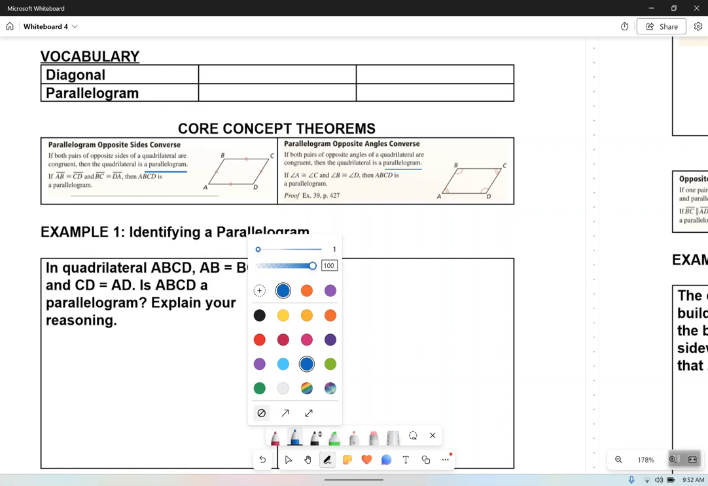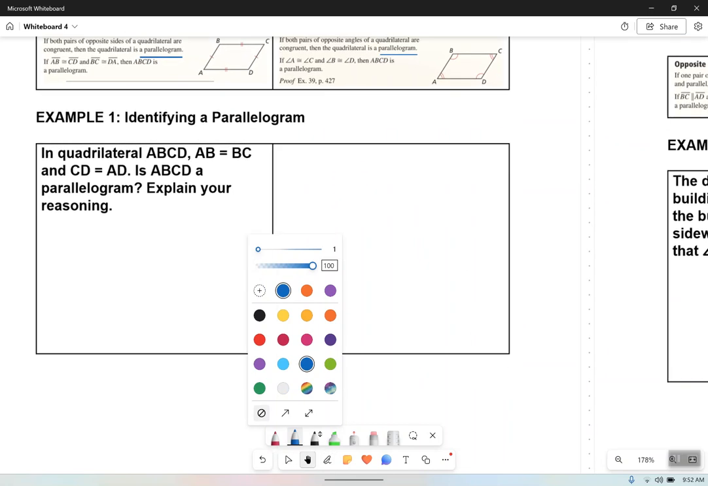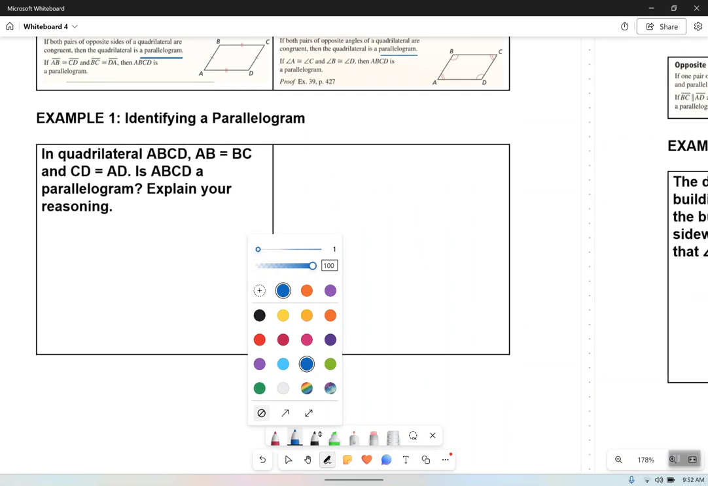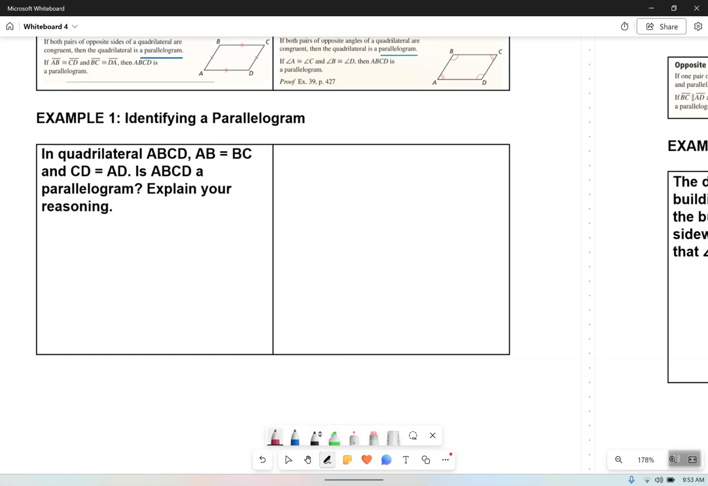Okay. All right. So let's talk right here, kids. It says in quadrilateral ABCD, AB is equal to what? And CD is equal to what? Is ABCD a parallelogram? Explain the reason. Well, we better draw something, don't you think? Let's just draw something that looks like this.